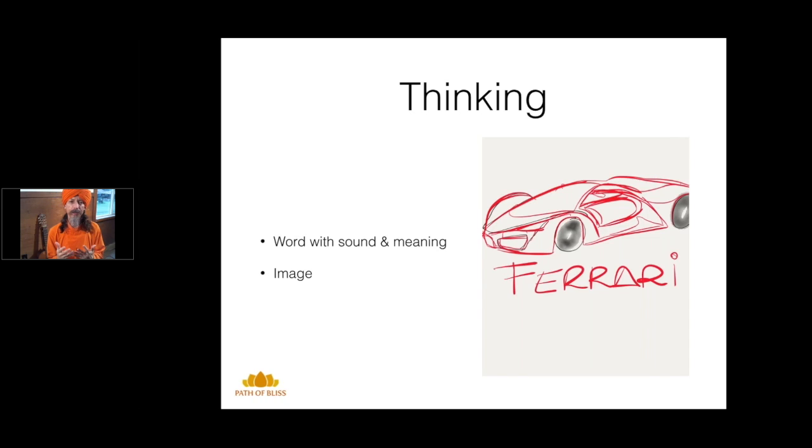So the process of thinking. In the process of thinking, we usually use words. And these words have a sound, and also have a meaning, and create an image in our mind. For example, if I use the word Ferrari, immediately a certain image is created in my mind, and that word has a sound in itself, and it means something. So the combination of all these aspects gives a certain power or capacity to this word, to this sound.